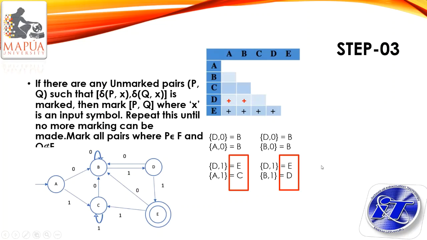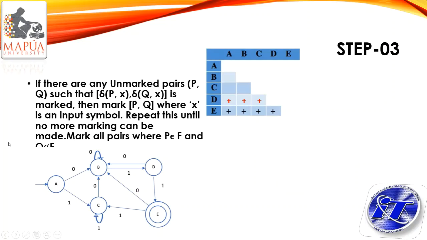Okay, so now let's proceed with CD. So D at 0 is B, C at 0 is B, D at 1 will go to E, C at 1 will just loop within itself C. And again, EC is marked, therefore we're going to mark DC. Okay, since we have new marking, we're going to repeat this step.